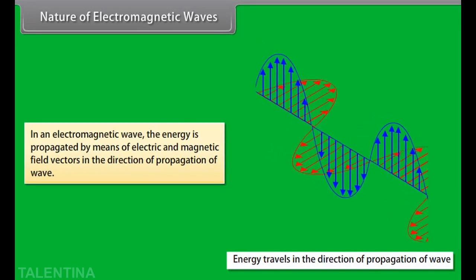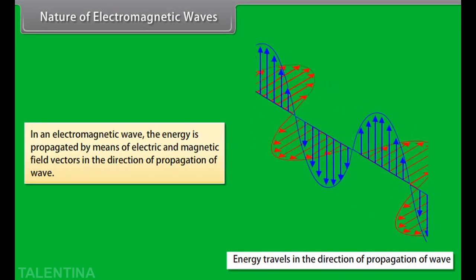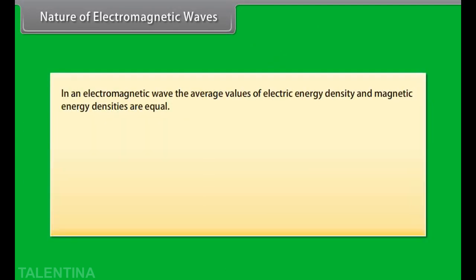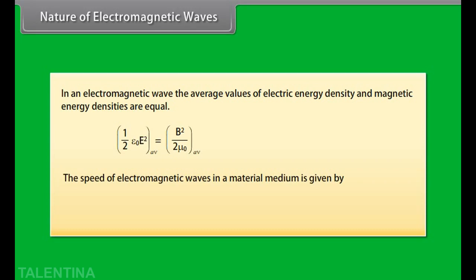In an electromagnetic wave, the energy is propagated by means of electric and magnetic field vectors in the direction of propagation of wave. In an electromagnetic wave, the average values of electric energy density and magnetic energy densities are equal. The speed of electromagnetic waves in a material medium is given by the relation v is equal to C upon n.